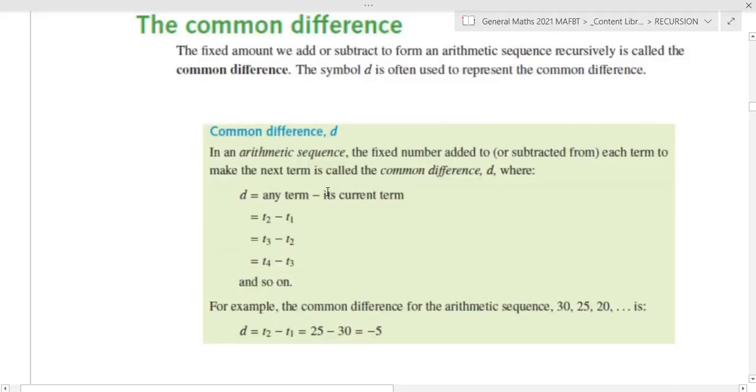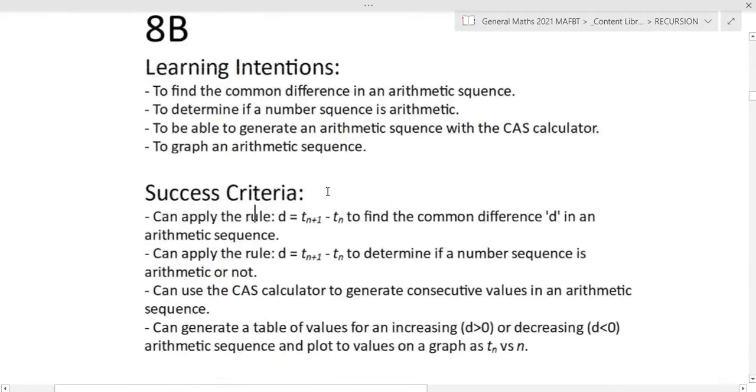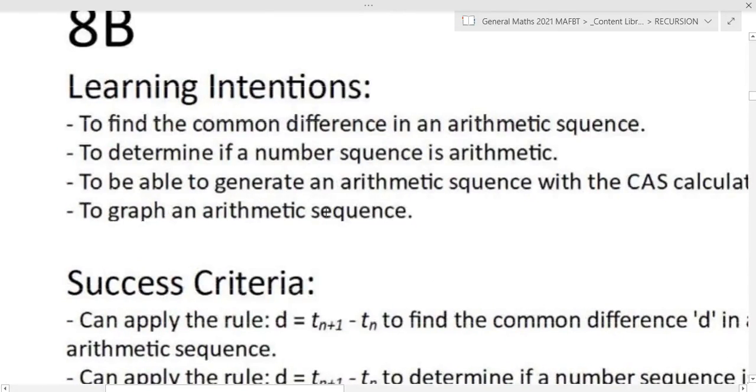Alright, so for 8b, what we're trying to aim for is understanding these two items here. This word called the common difference and what is an arithmetic sequence. Remember, sequence just means numbers, yeah? What is common difference and arithmetic sequence? Okay, so we're going to try and figure out what that is. And the next thing that we want to learn about is determining if a sequence of numbers is an arithmetic sequence. So if a bunch of numbers is arithmetic, that's what we're going to try and determine.